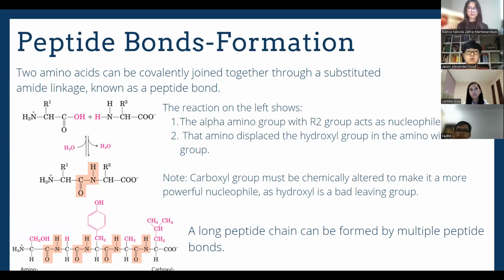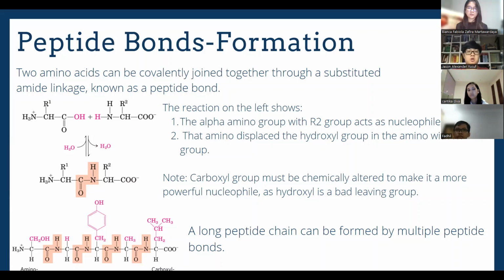And the reaction on the left shows that the alpha amino group with the R2 group, this one, acts as the nucleophile, the one with the pink H. And then it displaces the hydroxyl group in the amino acid with the R1 group. So that means the H will displace the OH so that the C and the N can connect. And it's also important to note that the carboxyl group must be chemically altered in some way to make it more reactive, as the hydroxyl, the OH group, as we know, is a bad leaving group.